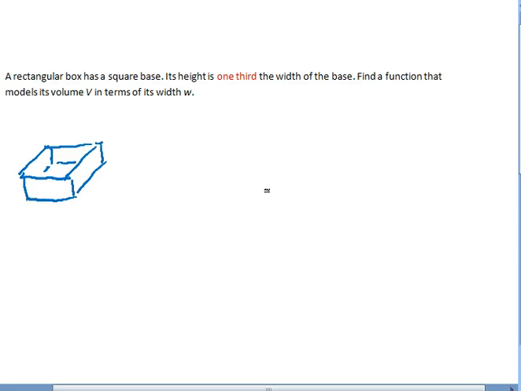A rectangular box has a square base. Its height is 1/3 the width of the base. Find a function that models its volume, V, in terms of its width, W.